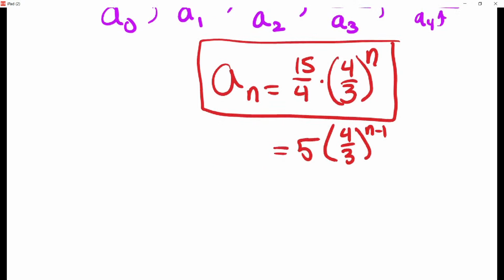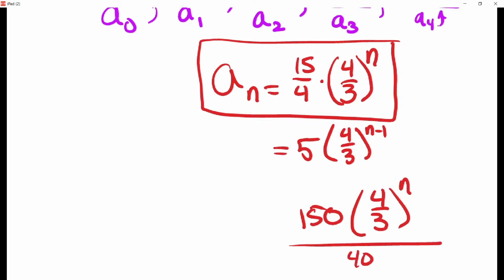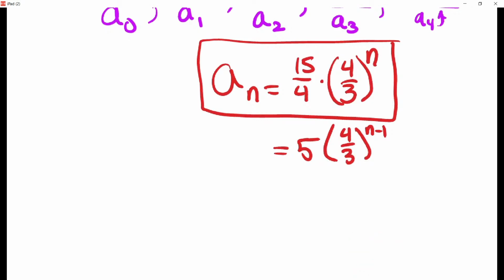I mean, if you want to really drive me nuts, you could do this. We could do 150 times 4/3 to the n, all divided by 40 or something like that. Or times 1 over 40, which is completely, why would you do this? I don't know. Just to make it hard for me to grade your paper? Yeah, you don't want to do that. Make it easy.